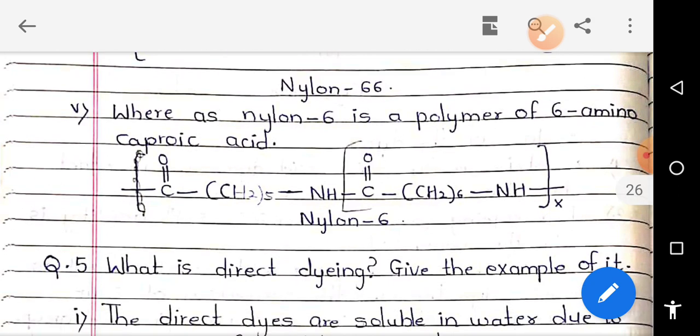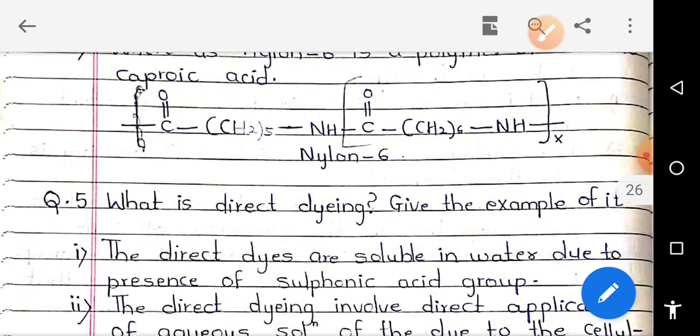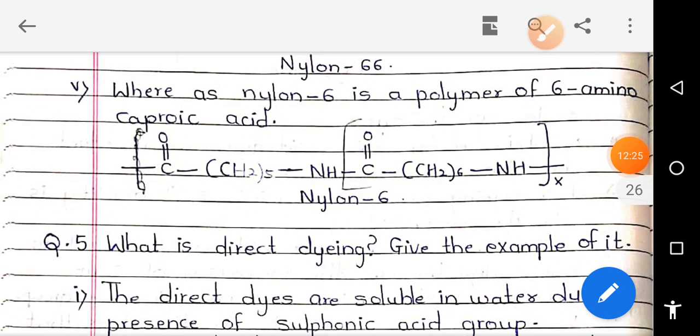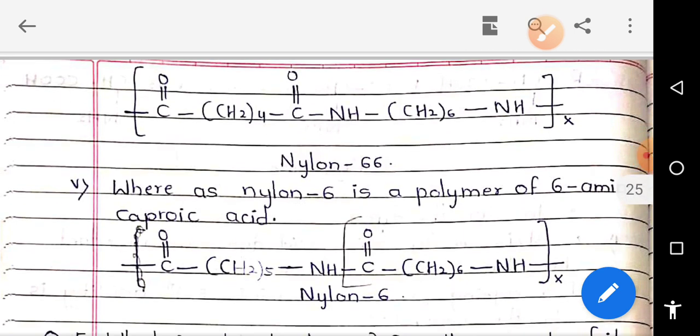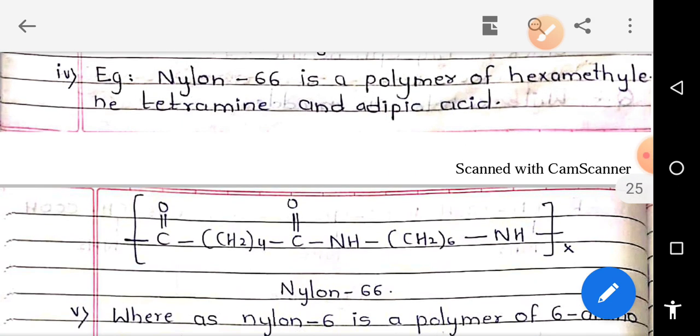Whereas nylon 6 is the polymer of 6-aminocaproic acid: C double bond O, CH2 to the 5, NH, C double bond O, CH2 to the 5, NH. This is the structure of nylon 6, and this is the structure of nylon 6,6. Both have slight differences in their structures. 6-aminocaproic acid gives nylon 6, okay, and nylon 6,6 is a polymer of hexamethylene tetraamine.